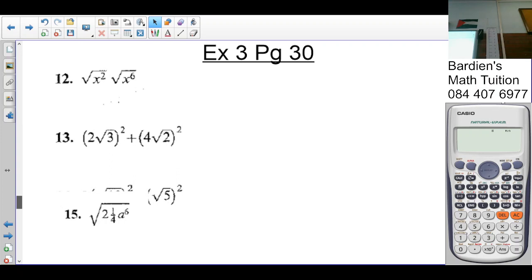Okay. So the number 12. What's the square root of a squared? A. Square root of a squared. That's our square root of x squared. X times. What's the square root of x? 6. X cubed. And x times x cubed is x to the exponent. Look at the next one.